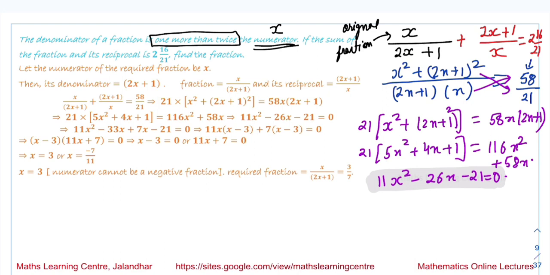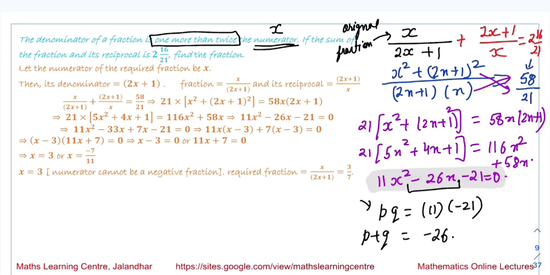So we have to factorize this term over here. To factorize this term, we are using splitting the middle term. What we require is two numbers p and q such that p into q is 11 into minus 21 and p plus q is minus 26. So we are saying one of p or q is negative.